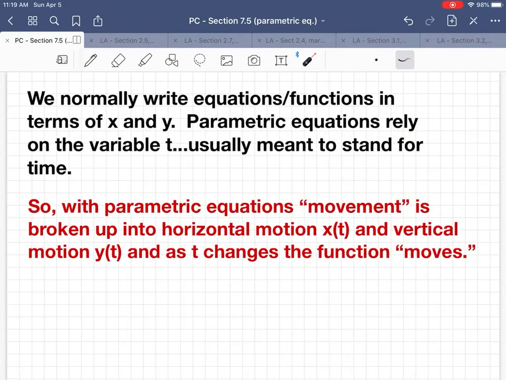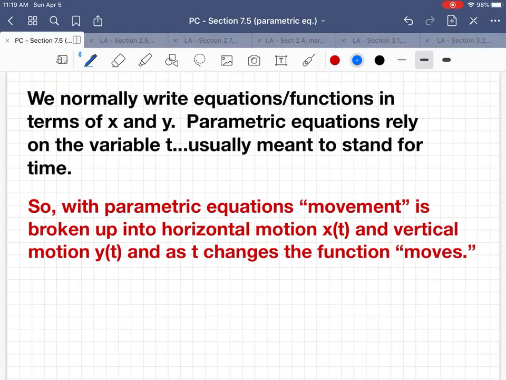So just have a couple statements here if you want to jot those down. You normally write equations and functions in terms of x and y. Parametric equations rely on the variable t, and usually that's meant to stand for time. So with parametric equations, movement is broken up into horizontal motion and vertical motion. And as t changes, the function kind of moves.